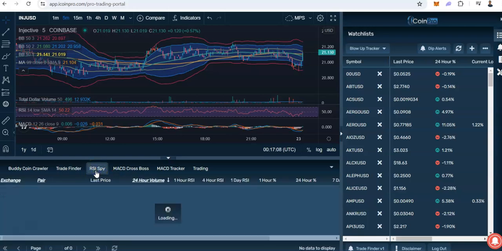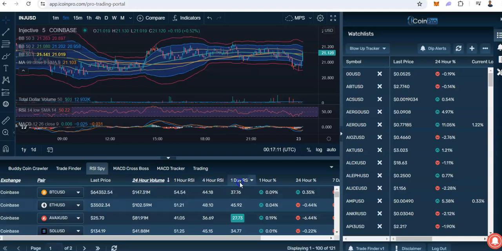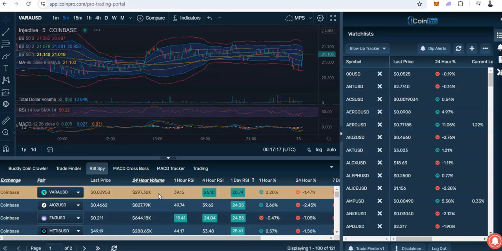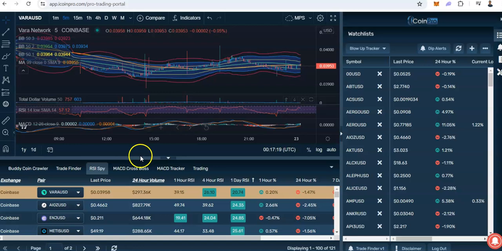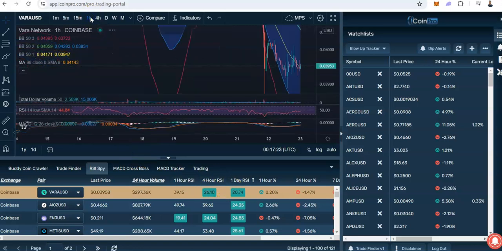And then RSI Spy. Click on 1 day. And then right here we can see there's some good greens. So anything below 30 will be green. And because these greens are on some bigger time frames, we're going to look at the bigger time frames real quick.